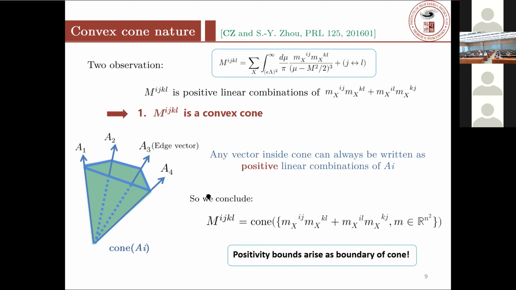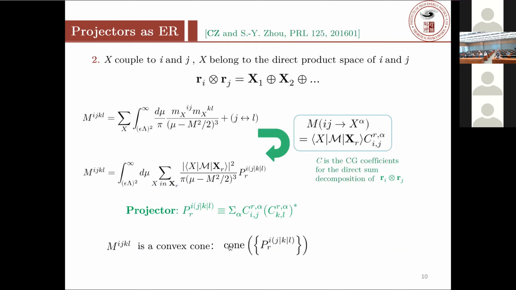In this simple figure, we also see that the M^{ijkl} is constrained in this cone, so we say our positivity bounds will arise as the boundary of the cone. But how can we construct the cones? This is the question, but then this will need our second observation.